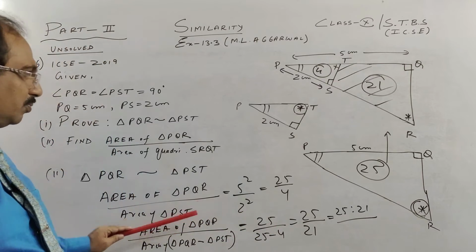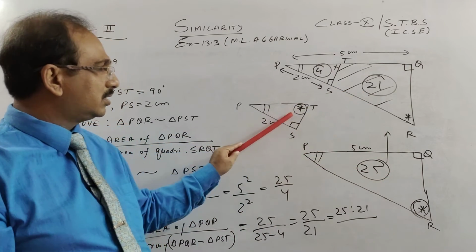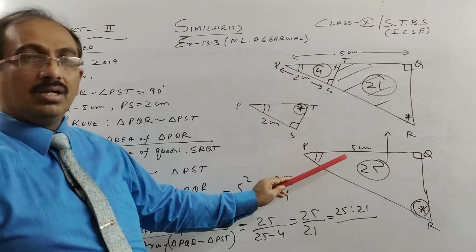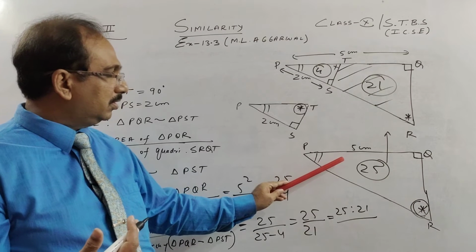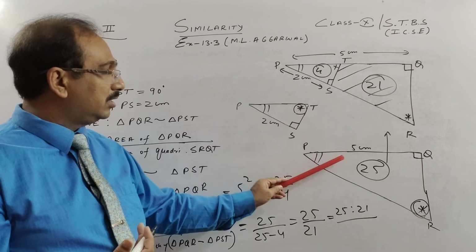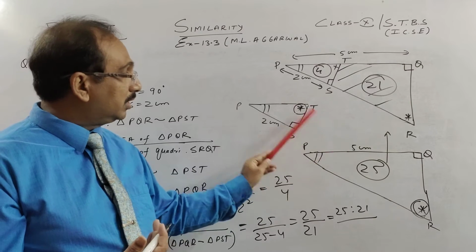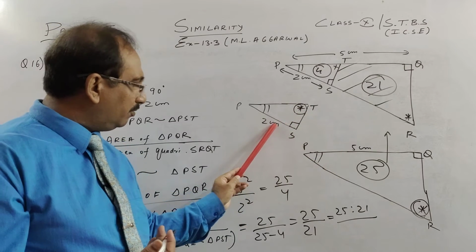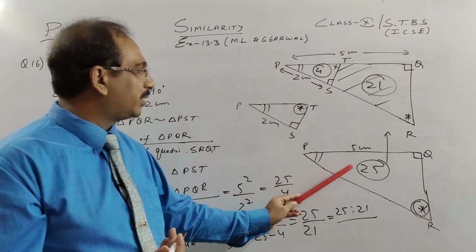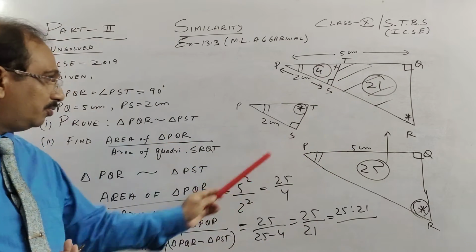Okay, so once more, we get the areas of this triangle and this, where the ratio of the triangles' areas is equal to the ratio of their sides squared. So 5 square and 2 square. So we get 4. Then we subtract this from this triangle. So we get the quadrilateral.